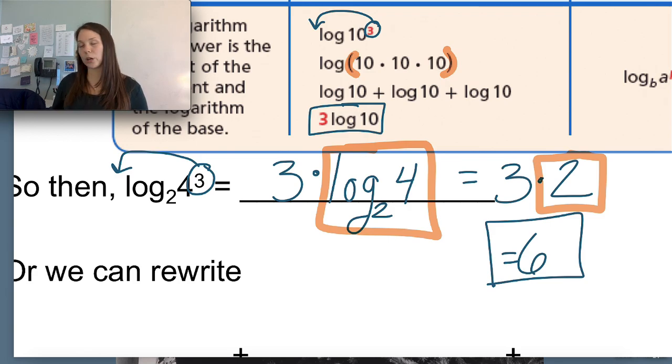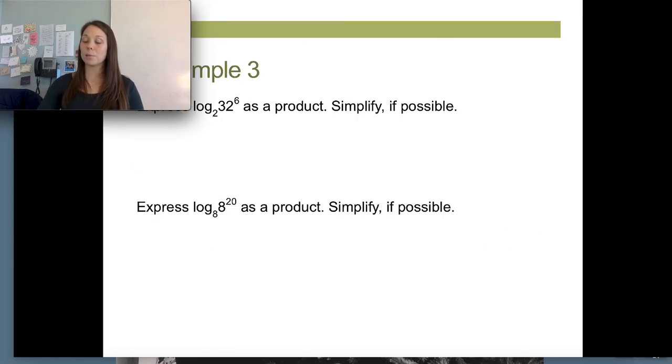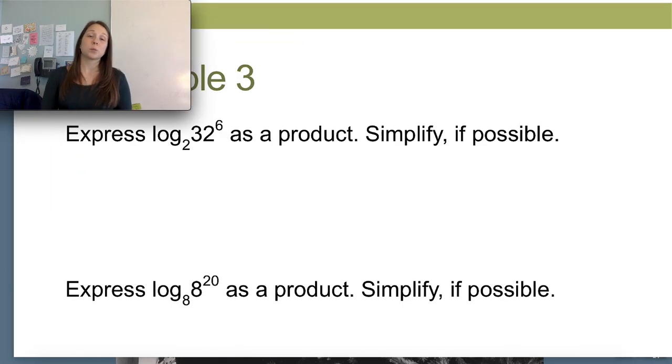This is usually a trickier one because there's some substitution happening, so let's go through two more examples. Example 3. We want to express log base 2 of 32 to the power of 6 as a product, then simplify if possible. So again, this is twofold. The first is we want to use that product or that power property. So we want to rewrite this as a product of the exponent times the logarithm.